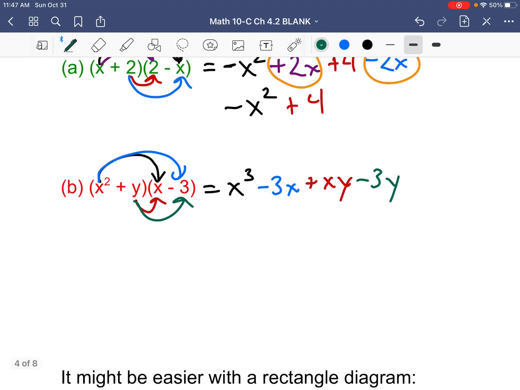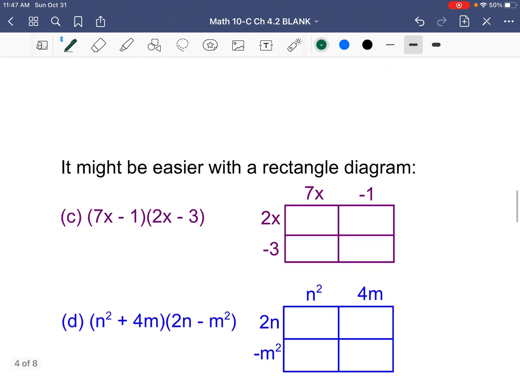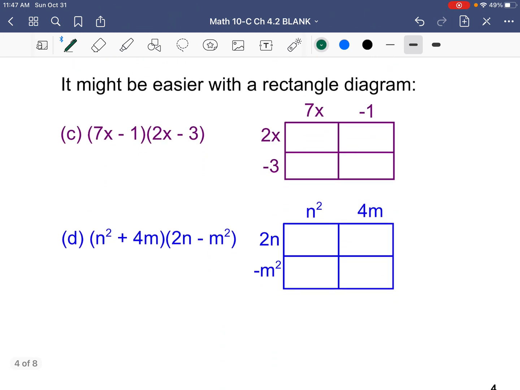Hello, ladies and gentlemen. Welcome back to Math 10C, Chapter 4, Section 2, Multiplying Polynomials, Part 2. Now, we just talked about the FOIL and multiplying stuff out like this. I did mention a cheating shortcut, the rectangle diagram. This is something I do a lot.